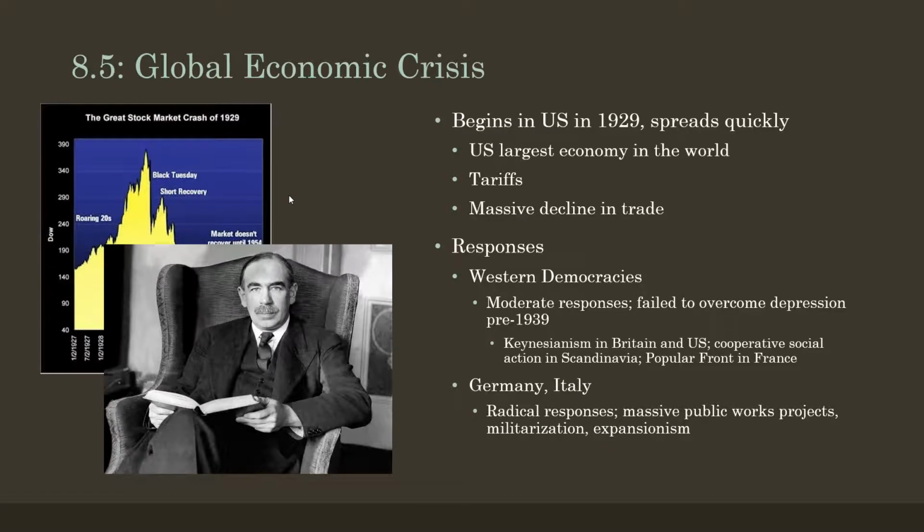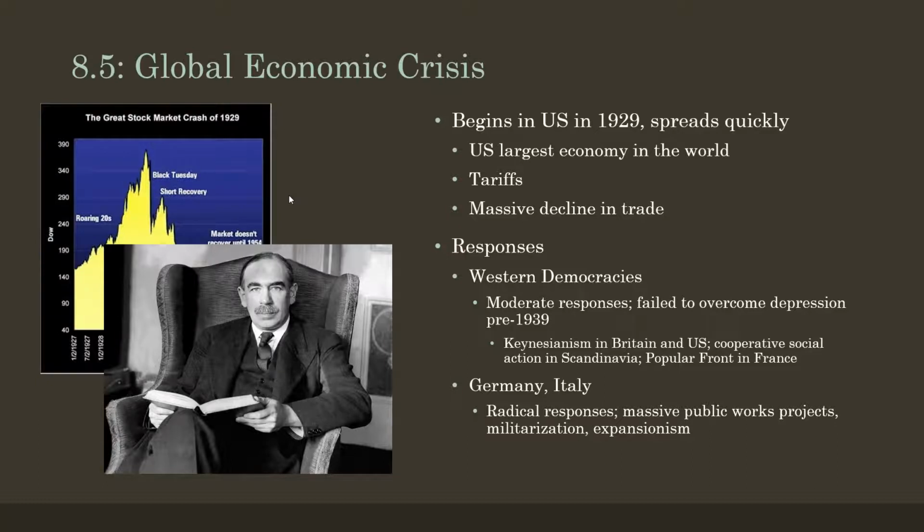Germany and Italy are going to take a different approach, as is Japan. Radical response to the Depression. Massive public works projects, which we see in other countries in the Western democracies as well. The radical components, which we don't see in the Western democracies, are the extent of militarization and expansionism. Both Germany and Italy are going to look at the problem in a similar way to Keynes. They're going to say, we need to get people back to work. They're just going to do it through militarization, massive public works projects as well, but building up their militaries, putting people to work in military factories.